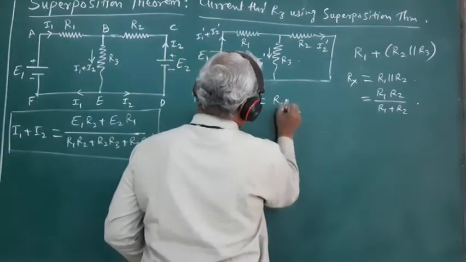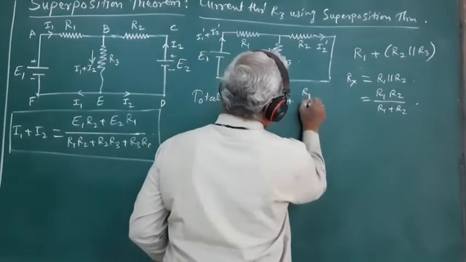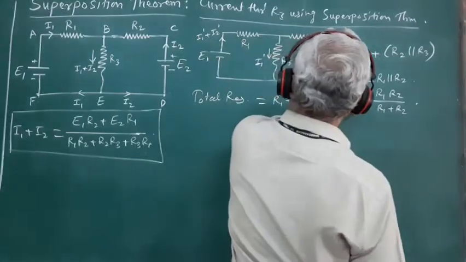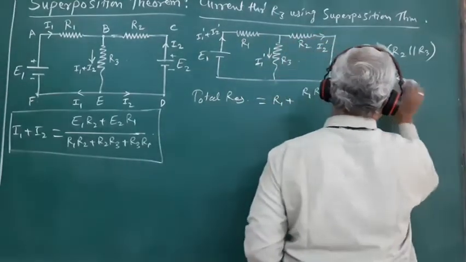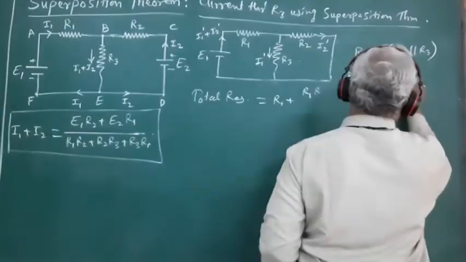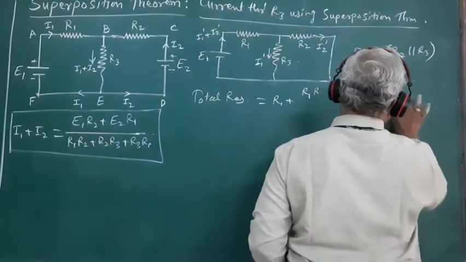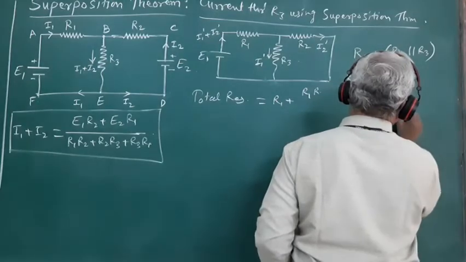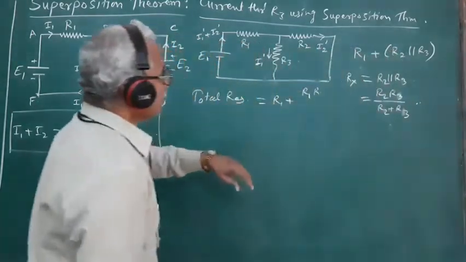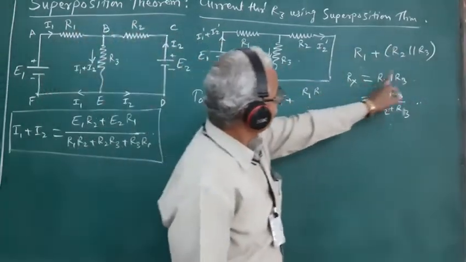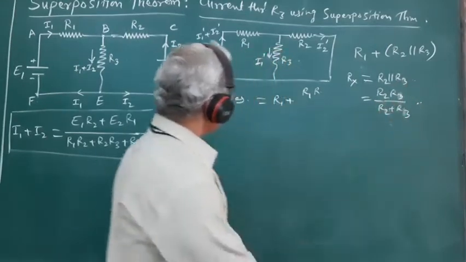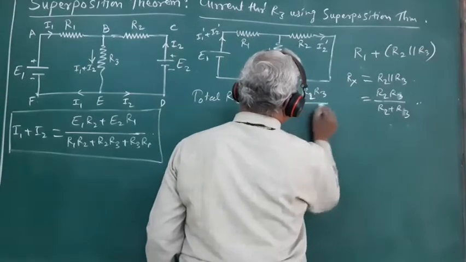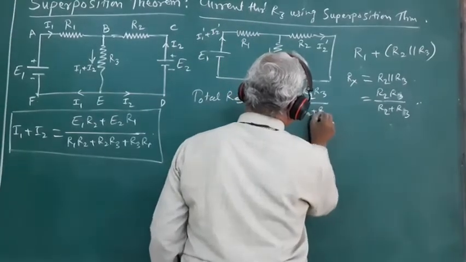R1 plus R2 R3. It is not parallel operation of R1 R2, it is parallel operation of R2 and R3. So it is R2 R3 divided by R2 plus R3.